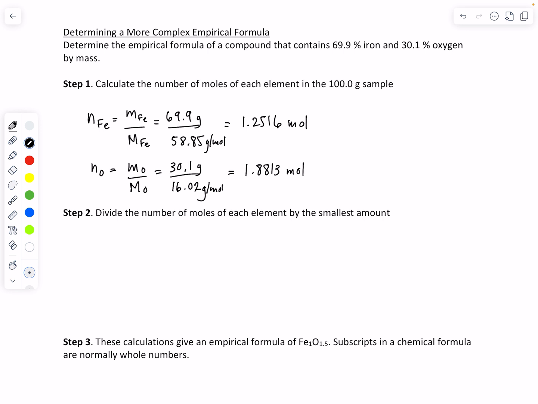Step 2 is the same as it was in the previous example. We're going to divide the number of moles of each element by the smallest amount. So the number of moles of iron is 1.2516 moles, and the number of moles of oxygen is 1.8813 moles. So we'll divide both of these by the smaller amount, which is 1.2516.